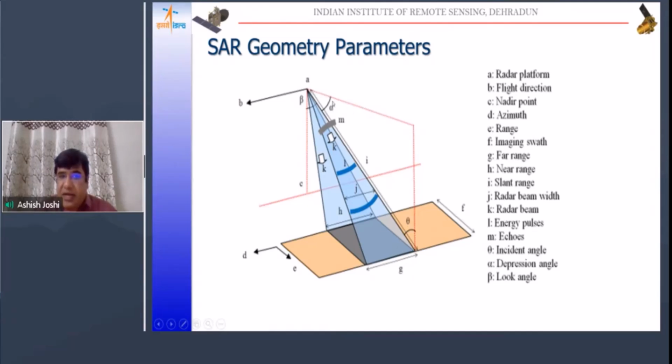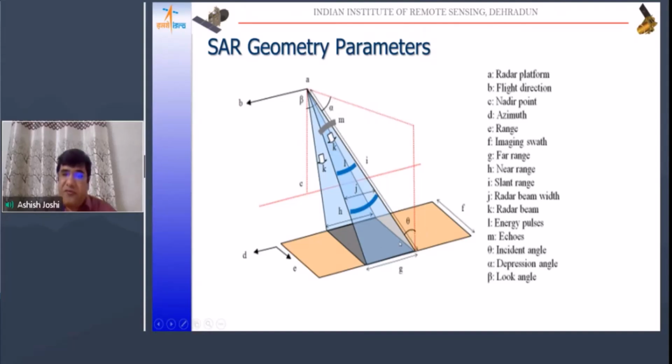So this is called the horizon, and the angle this radar beam makes with the horizon is called the depression angle. This is the depression angle, this is the incident angle, and this is the look angle, which the radar beam makes with the nadir point. So beta is the look angle.